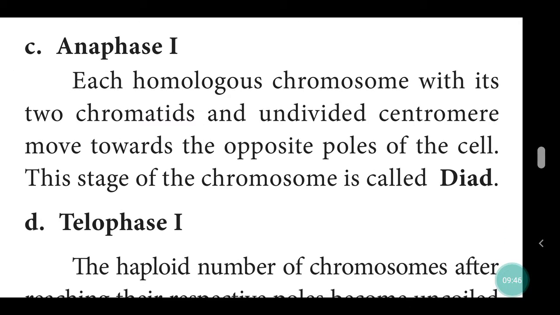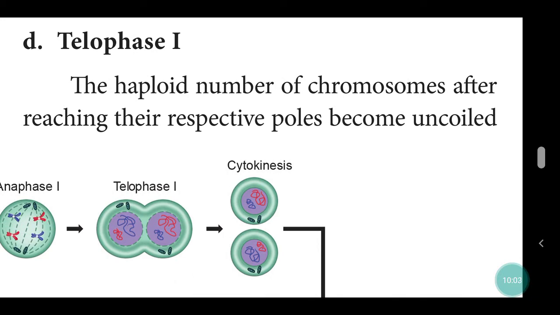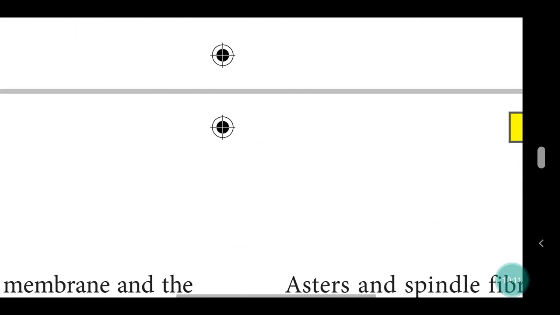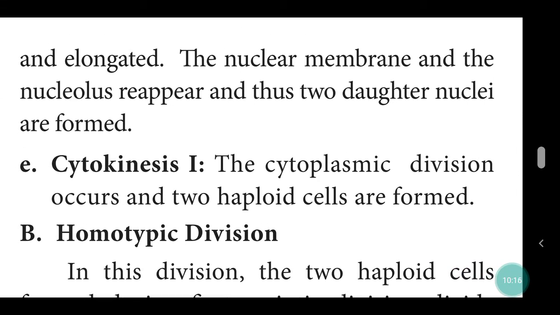Anaphase 1. Each homologous chromosome with its 2 chromatids and undivided centromere moves towards the opposite poles of the cell. This stage of the chromosome is called a dyad. Next, telophase 1. The haploid number of chromosomes, after reaching their respective poles, become uncoiled and elongated.